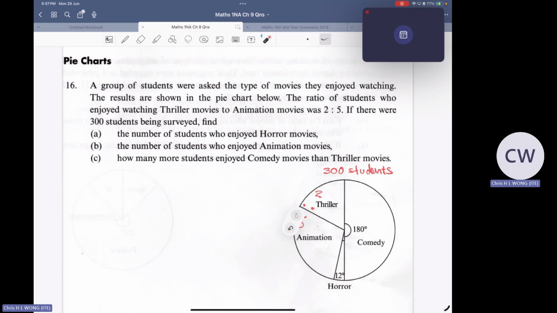We know the whole pie represents 300 students. 300 students for 360 degrees, right? For 360 degrees, you have 300 students. All I need to do is to find 12 degrees. That's all. So the first one is very easy. I'm going to do it for you. First one, part A.